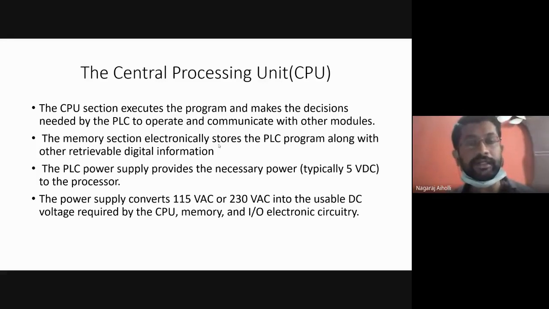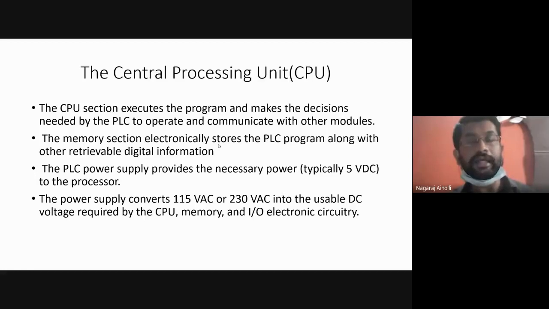The memory section electronically stores the PLC program along with other retrievable digital information. The function of the memory section is to store the PLC program and certain other information also. As I told, the memory stores the information about the status of the input devices, whether they're in on state or off state. Similarly, the status of the output devices also, whether they are in on state or off state.